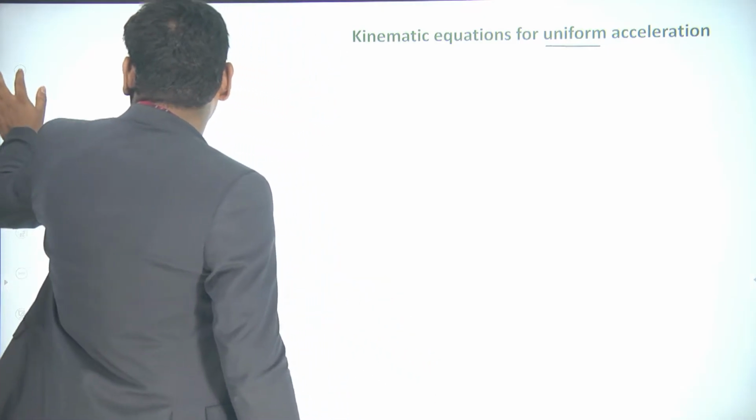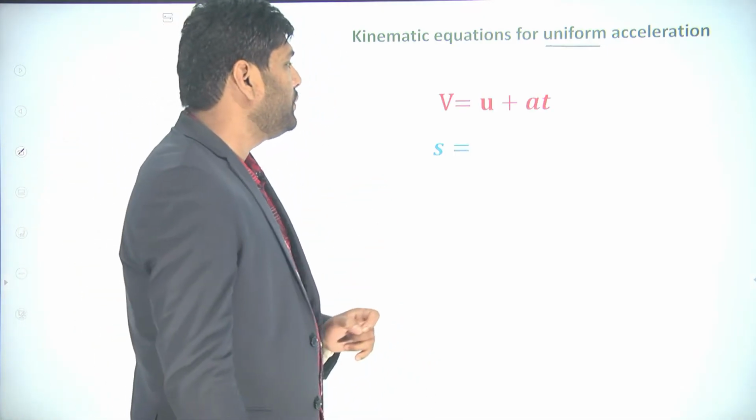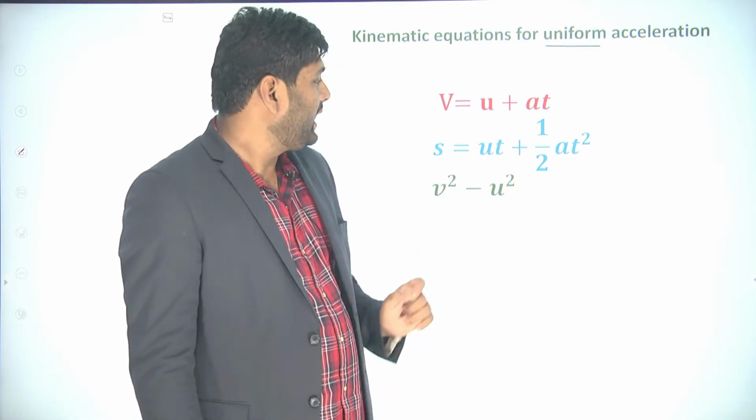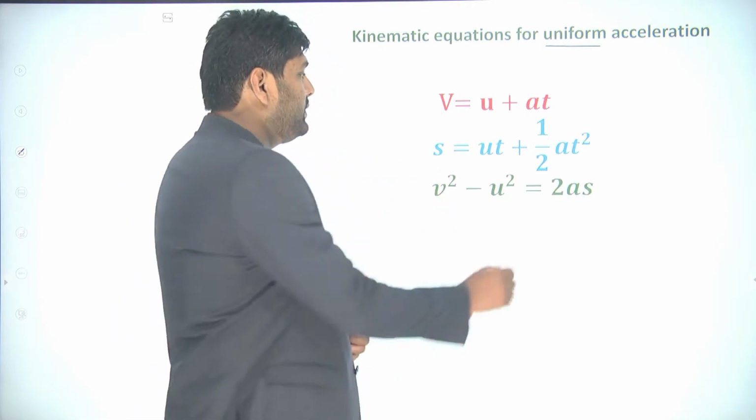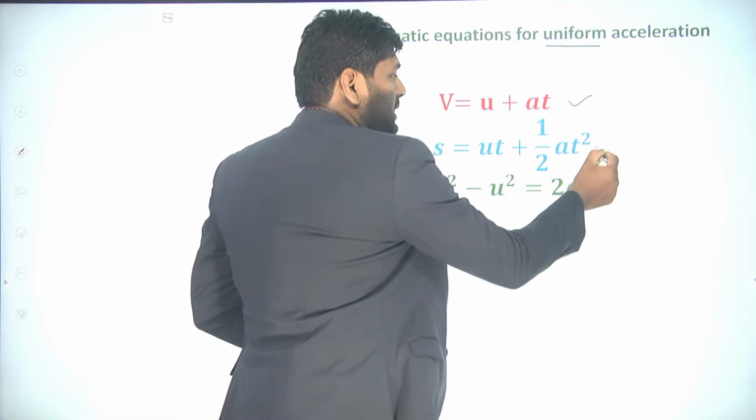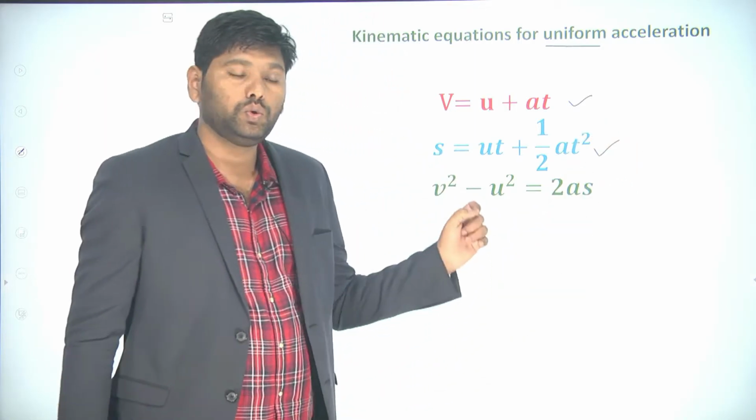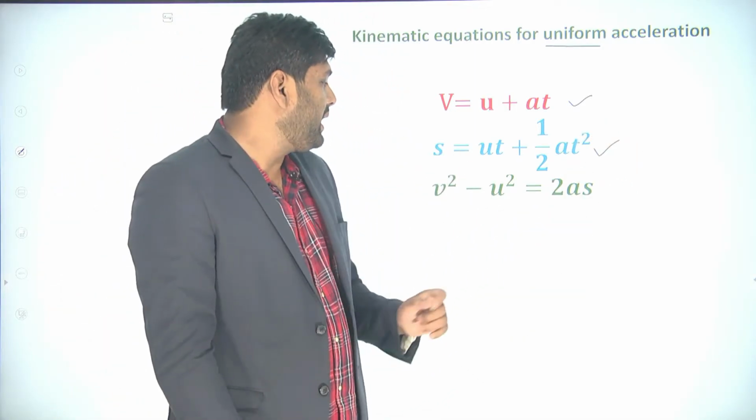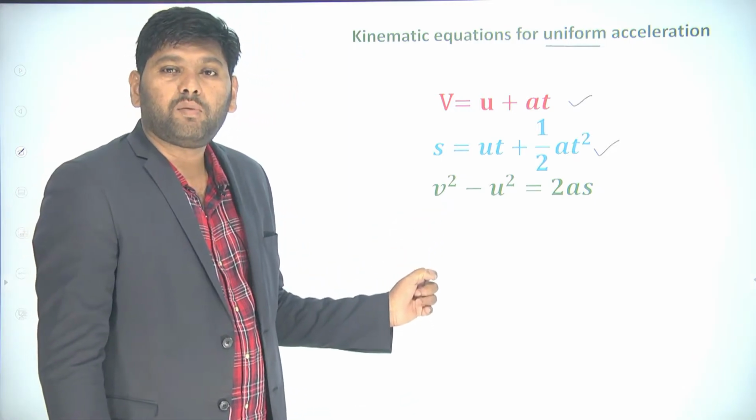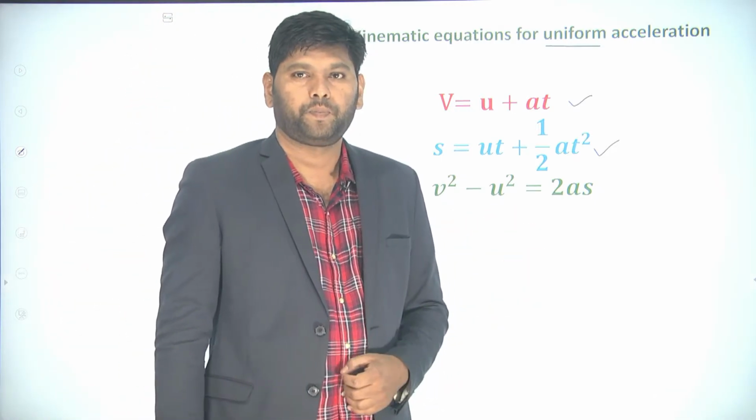The first one is v = u + at. The next one is s = ut + (1/2)at², and the third one is v² - u² = 2as.